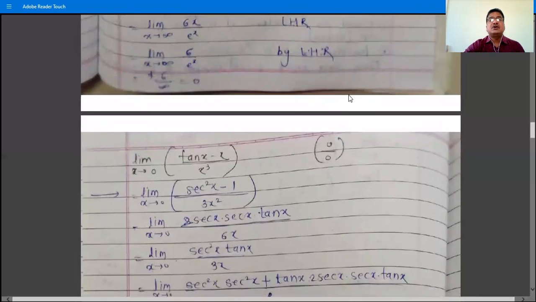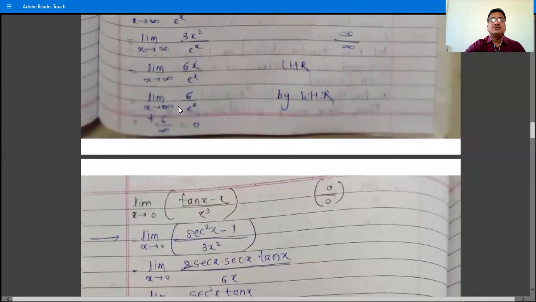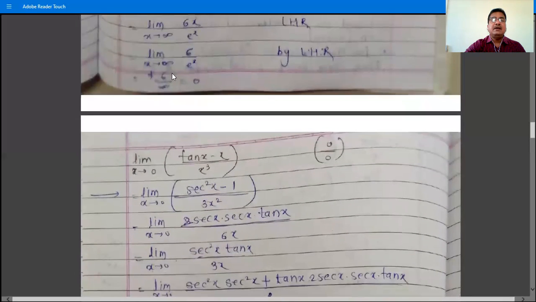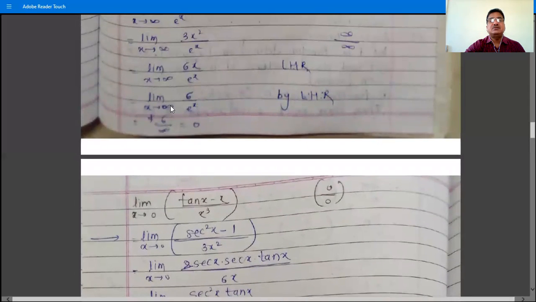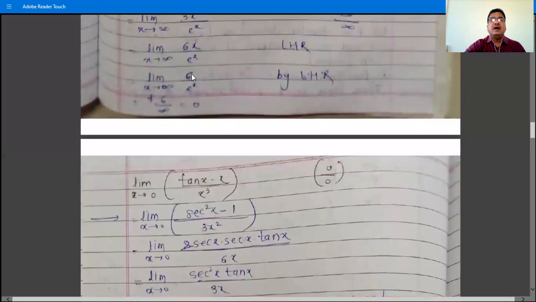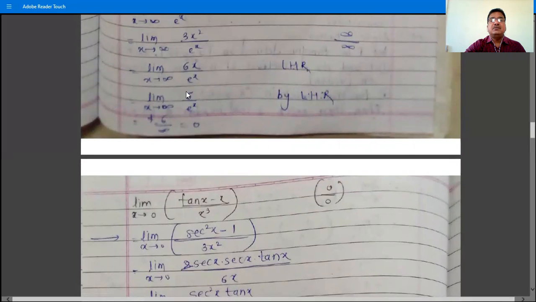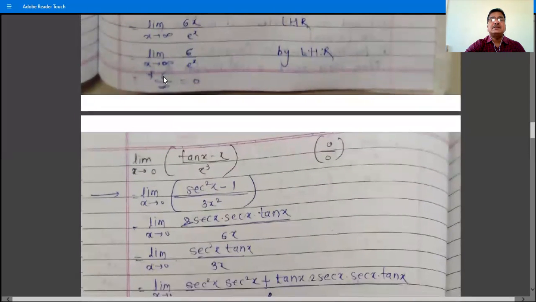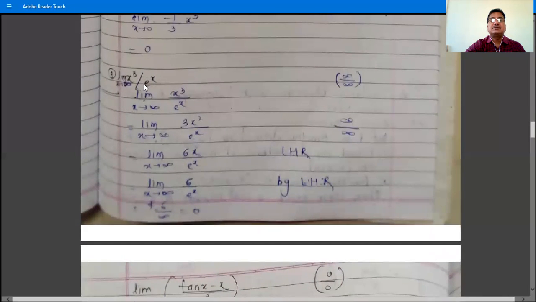So again apply L'Hospital's rule. Limit x tends to infinity, the derivative of 3x square is 6x, and the derivative of e raised to x is e raised to x. Again substituting infinity gives infinity by infinity form, so again apply L'Hospital's rule. The derivative of 6x is 6, and the derivative of e raised to x is e raised to x. Now the numerator is 6 and e raised to infinity is infinity, so 6 by infinity is 0. So the answer of this problem, x cube by e raised to x, is 0.